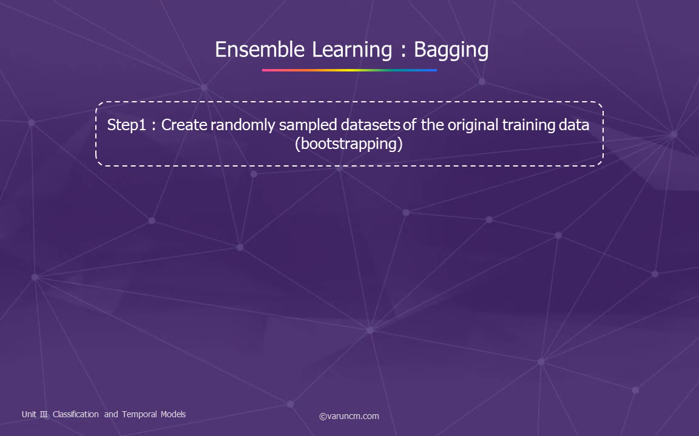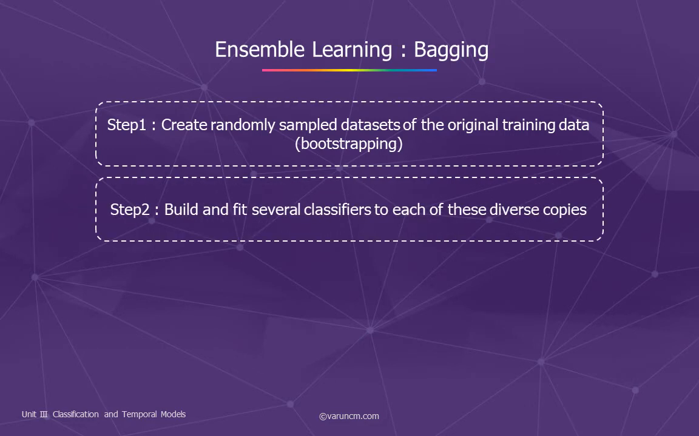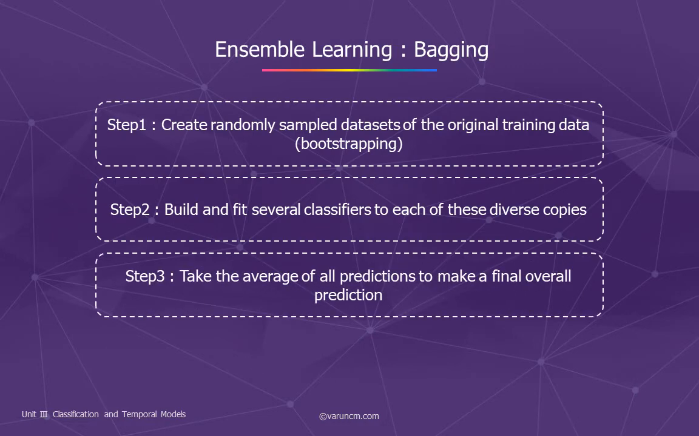In step 1, you create randomly sampled data sets from the original training data. This step is called the bootstrapping step. In step 2, you build and fit several classifiers to each of these copies. So you have made the samples and now you put the classifiers. And in the third step, you take the average of all the predictions to get the final overall prediction. So these are the 3 steps through which bagging or bootstrapping works.